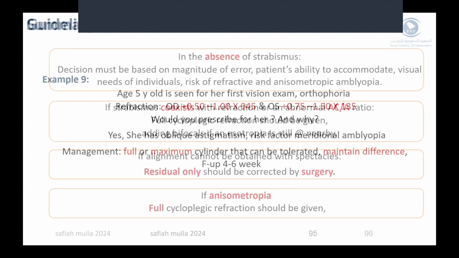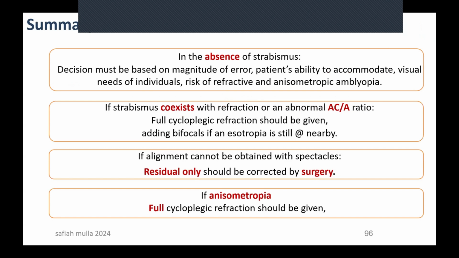Okay, so that's a summary of our lecture. In the absence of strabismus, our decision must be based on the magnitude of the error, the patient's ability to accommodate, the visual needs of the individual, and the risk of refractive and anisometropic amblyopia. If strabismus coexists with refractive error or an abnormal accommodative convergence to accommodation ratio, then a full cycloplegic refraction should be given, adding bifocals if esotropia is still present at near. If alignment cannot be obtained with spectacles, then the residual needs to be corrected by surgery.